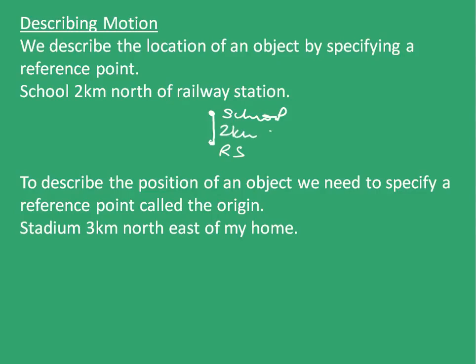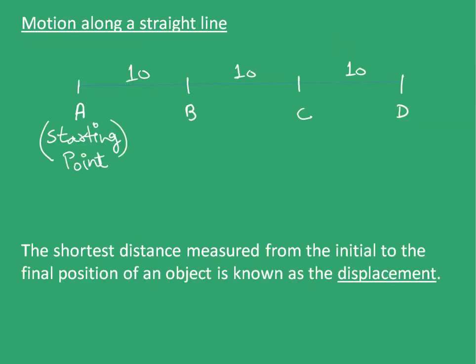Similarly, to describe the position of an object, we need to specify a reference point called origin. Stadium is 3 kilometers northeast of my house. Here, my house will be the origin and the stadium will be 3 kilometers northeast of my house. So this will be 3 kilometers, this will be the northeast direction, this will be my home, and this will be my stadium.